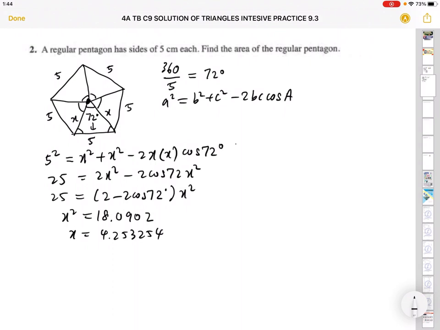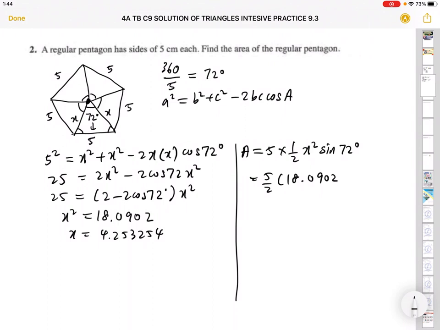Now, to find the area, now that I know the value of x, we know the area of this whole regular pentagon consists of 5 identical triangles. So each triangle has sides AB and BC, which are x and x. Can I write x squared? And the sine of the angle in between is 72. So I will write 5/2. Since I already know the value of x squared, I just substitute x squared with 18.0902, and then I take sine of this angle. That will be easier, better.